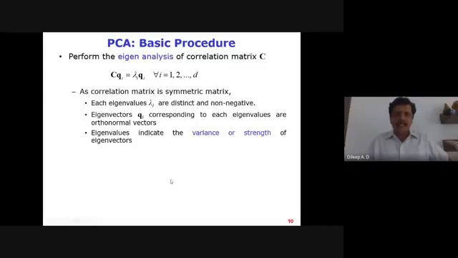Most importantly, each eigenvalue indicates the variance, or the strength, of its eigenvector. That means if an eigenvalue has a large value, its corresponding eigenvector is the direction having the maximum information content of that particular data. Is it clear? Let me repeat that. If an eigenvalue has the larger value, the corresponding eigenvector is the direction having the larger variance.